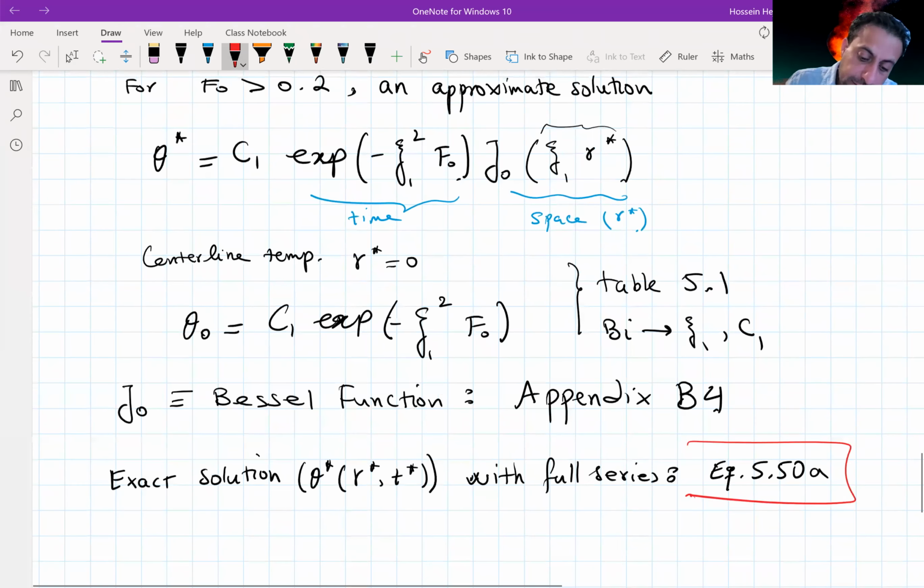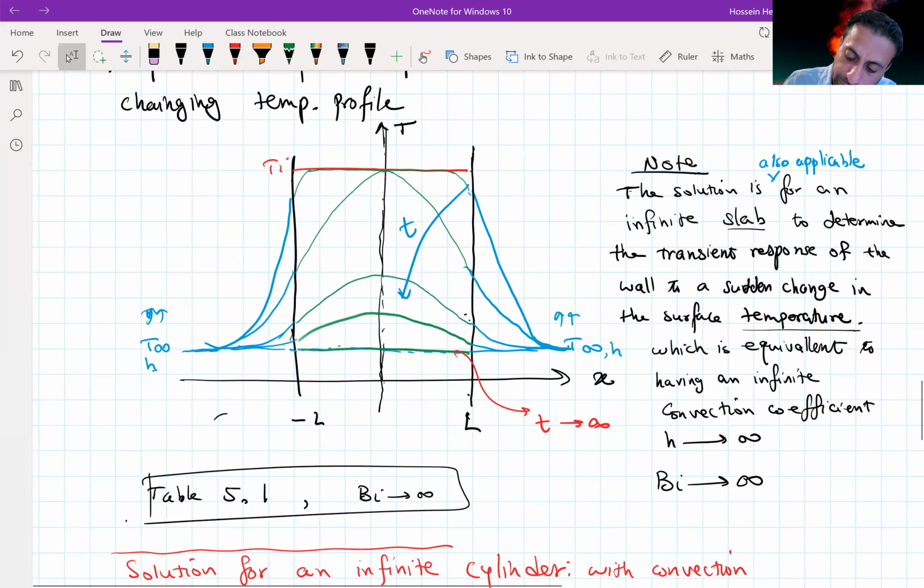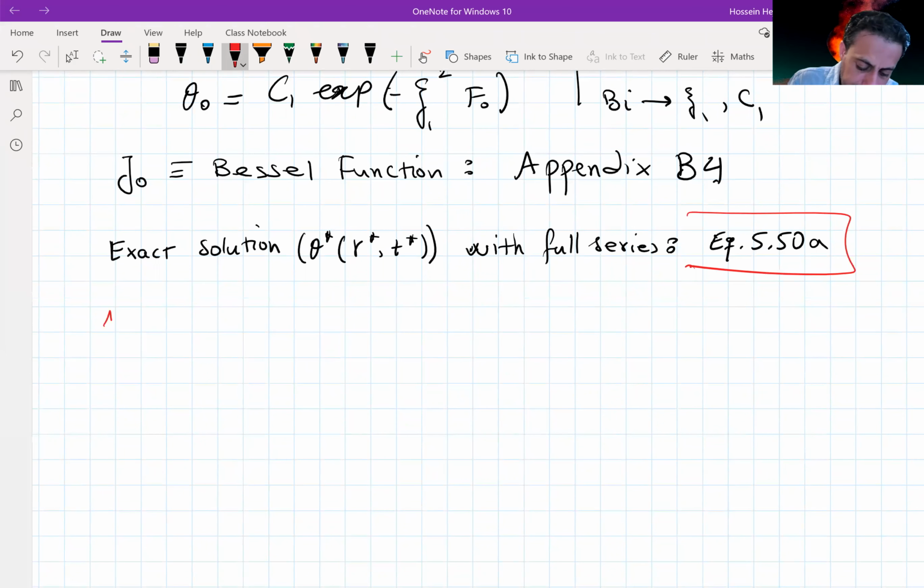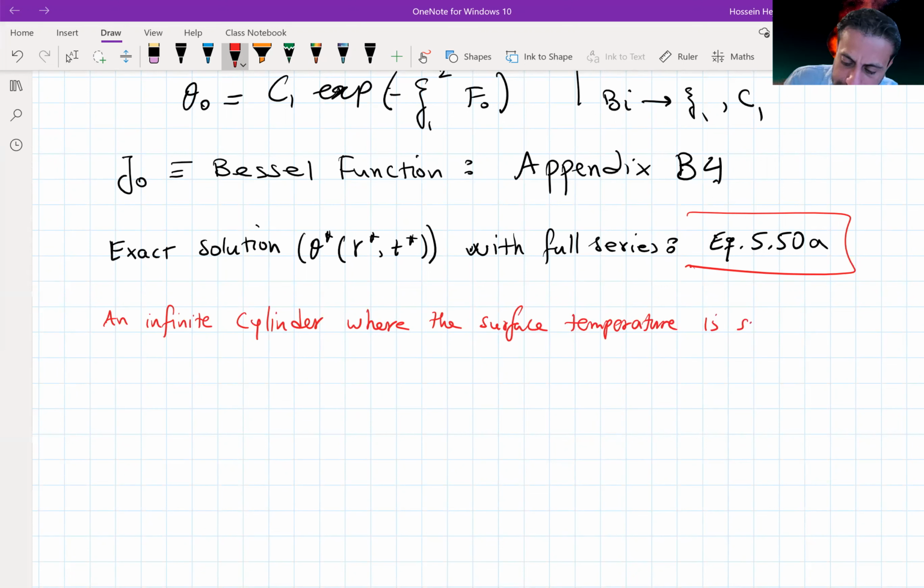Similar to what we discussed here for an infinite slab, for an infinite cylinder where the surface temperature is suddenly changed to a constant, let's say Ts. So initially it is at Ti and then it's suddenly changed to Ts.